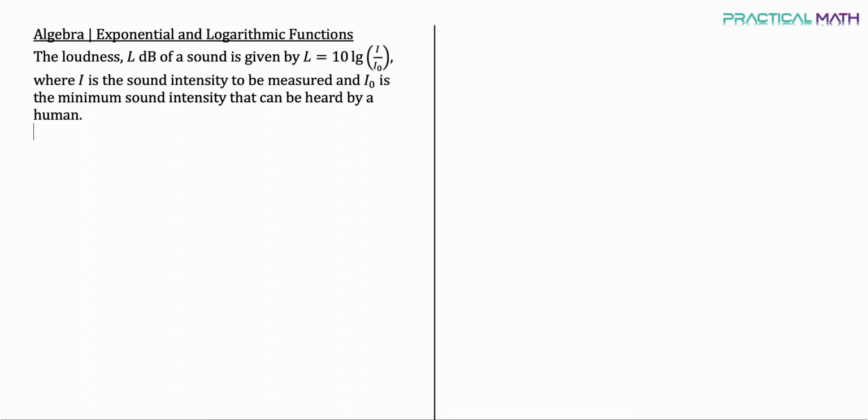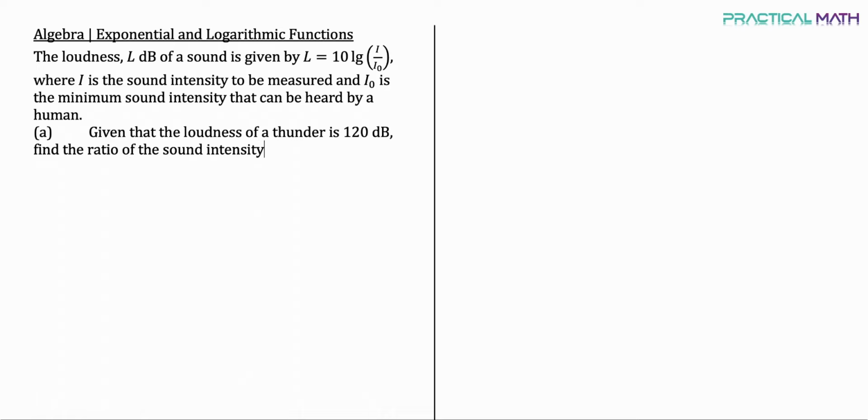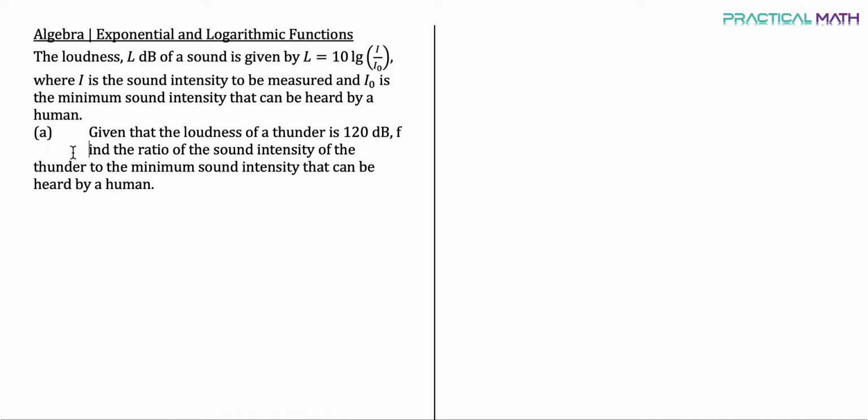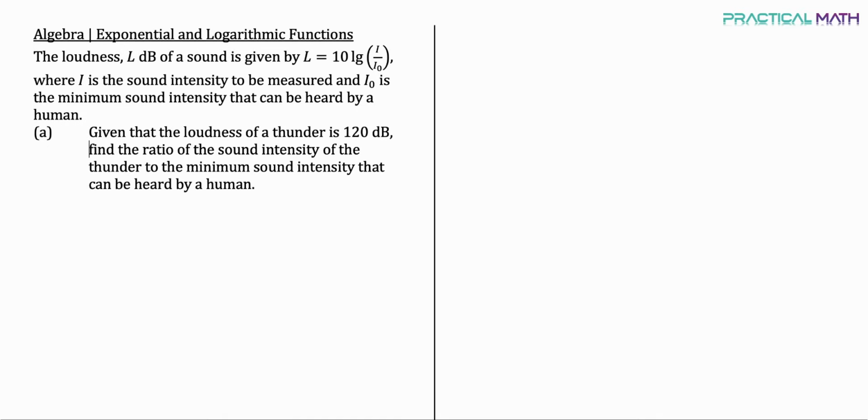In part A, given that the loudness of a thunder is 120 decibels, find the ratio of the sound intensity of the thunder to the minimum sound intensity that can be heard by a human. And that's a 2 marks question.